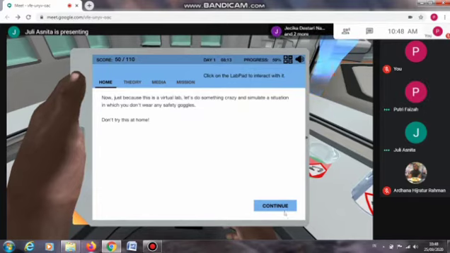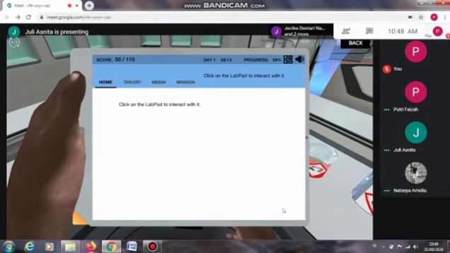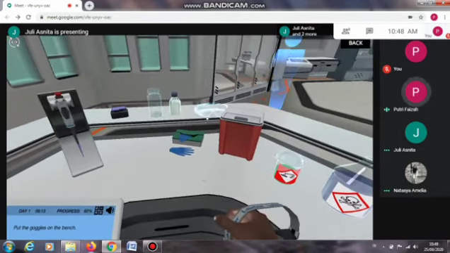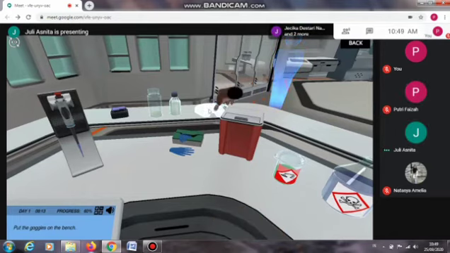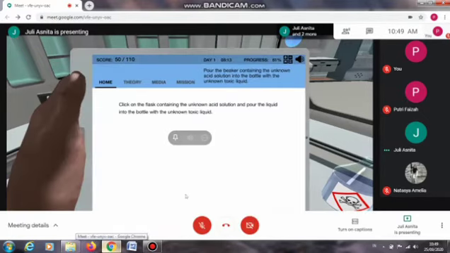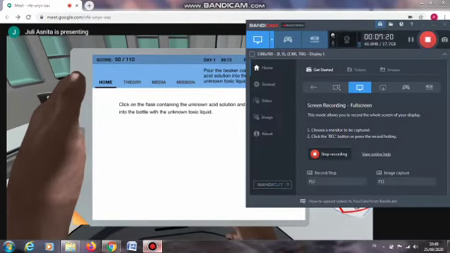Put the goggles on the bench. We do the same in this virtual lab, but remember, don't try this at home. Pour the beaker containing the unknown acid solution into the bottle with the unknown toxic liquid. Like I said, don't ever try this at home.